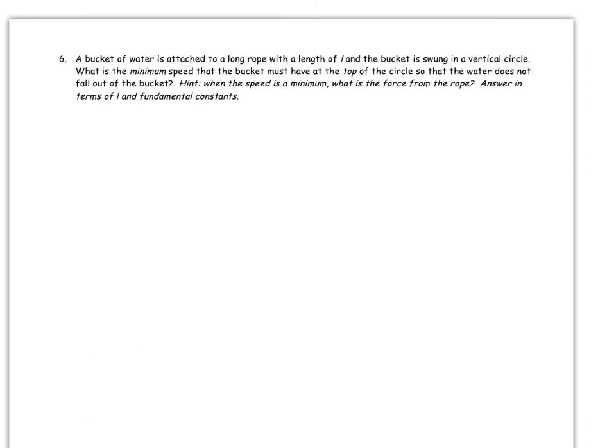Moving on to this next one, we have a situation where we have a bucket being swung around in a vertical circle attached to a rope of length L. So something like this would be the motion of the bucket. And here is our rope with a length of L, and we want to know what is the minimum speed the bucket must have at the top here so that the water doesn't fall out, similar to the demonstration that we did in class.